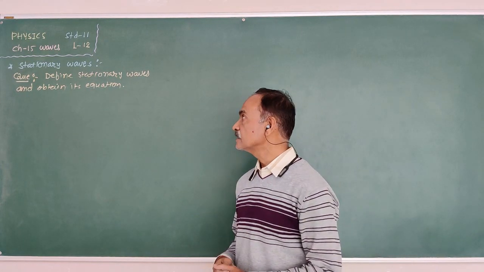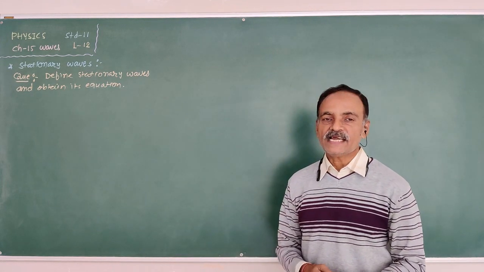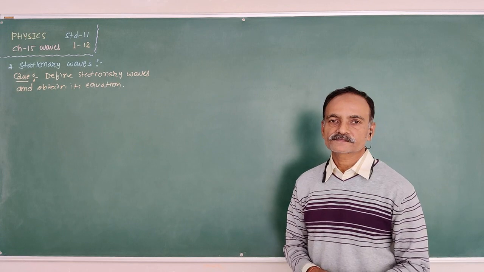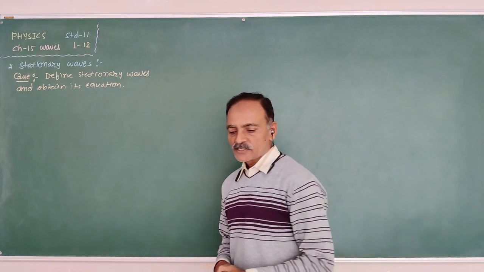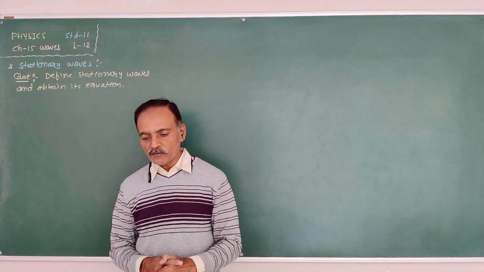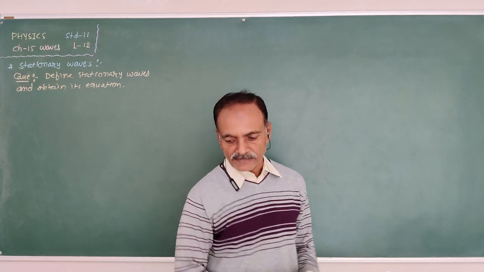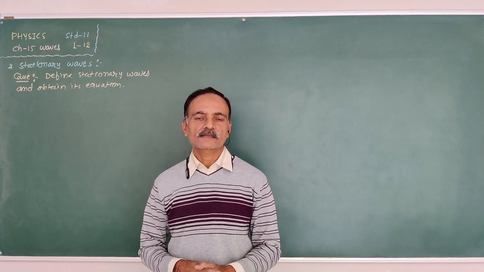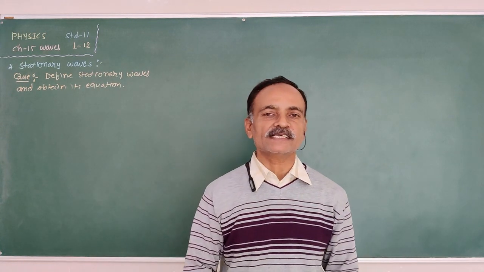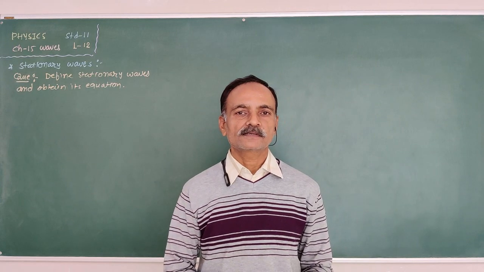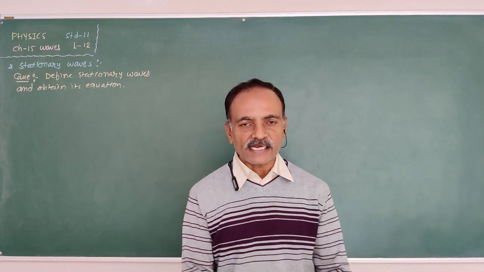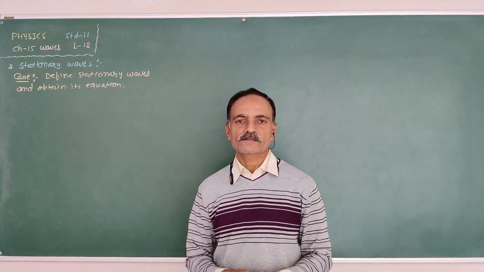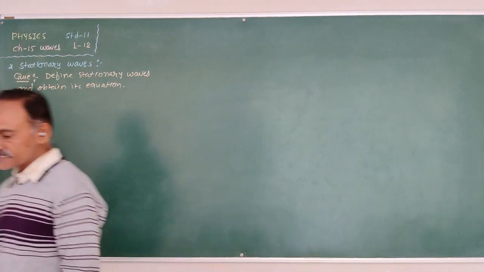First, the question is: define the stationary wave and obtain its equation. So what is the definition? When two waves of the same amplitude, same time period, same frequency and same wavelength are traveling in opposite direction and superposed, the resultant wave formed is known as the stationary wave.